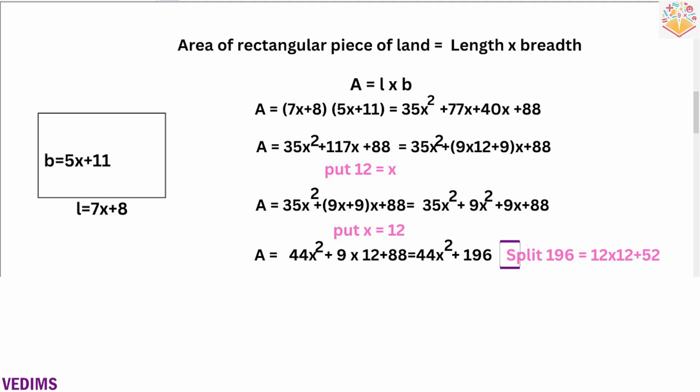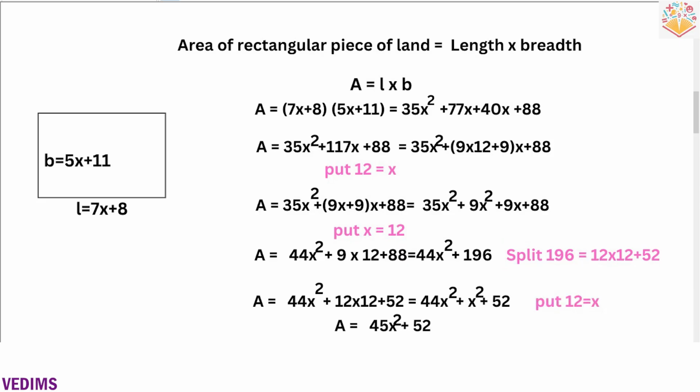196. Now again split 196 as a multiple of 12. You know that 12 12s are 144 plus 52 will be 196. I will substitute here. That is 44x square plus wherever 196 is there, I will put 12 into 12 plus 52. Wherever 12 is there, you put x. X into x becomes x square plus 52. Now final answer will be A is equal to 45x square plus 52.